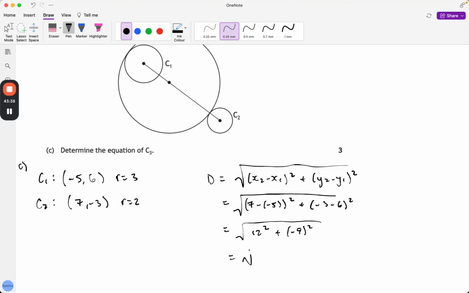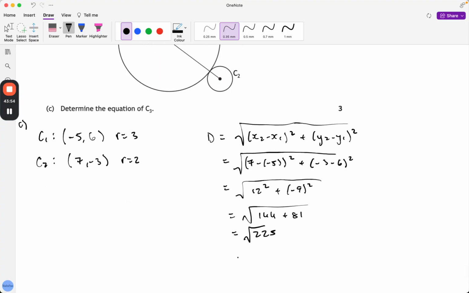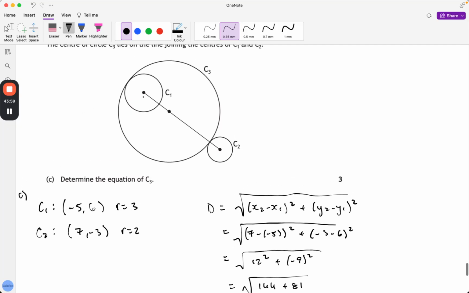So that gives us the square root of 144 plus 81. And then you can pop that into your calculator at any point, to be honest, to make your life a little bit easier. But that gives us the square root of 225. And if you do the square root of 225, you end up getting 15 popping out. And so that is useful because we know that this full distance between those two centre points here and here is 15.